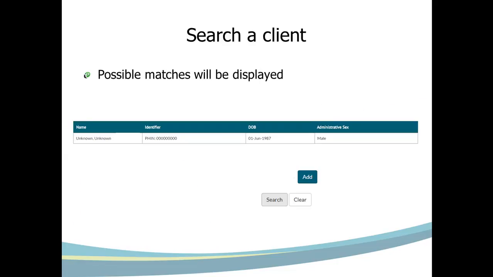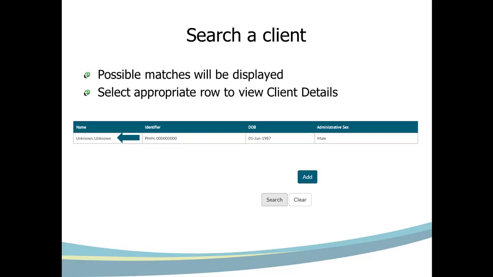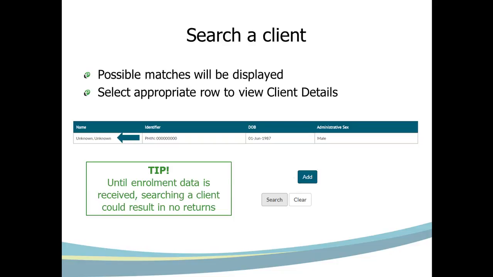When you select Search, matches will populate if the client exists in the database. The client name will display unknown, unknown if the client record was received through the primary care data extract. Find the correct client and select the row to view the client details. Until enrollment data is received, searching a client could result in no returns. If the client does not exist, you will need to select the Add button.